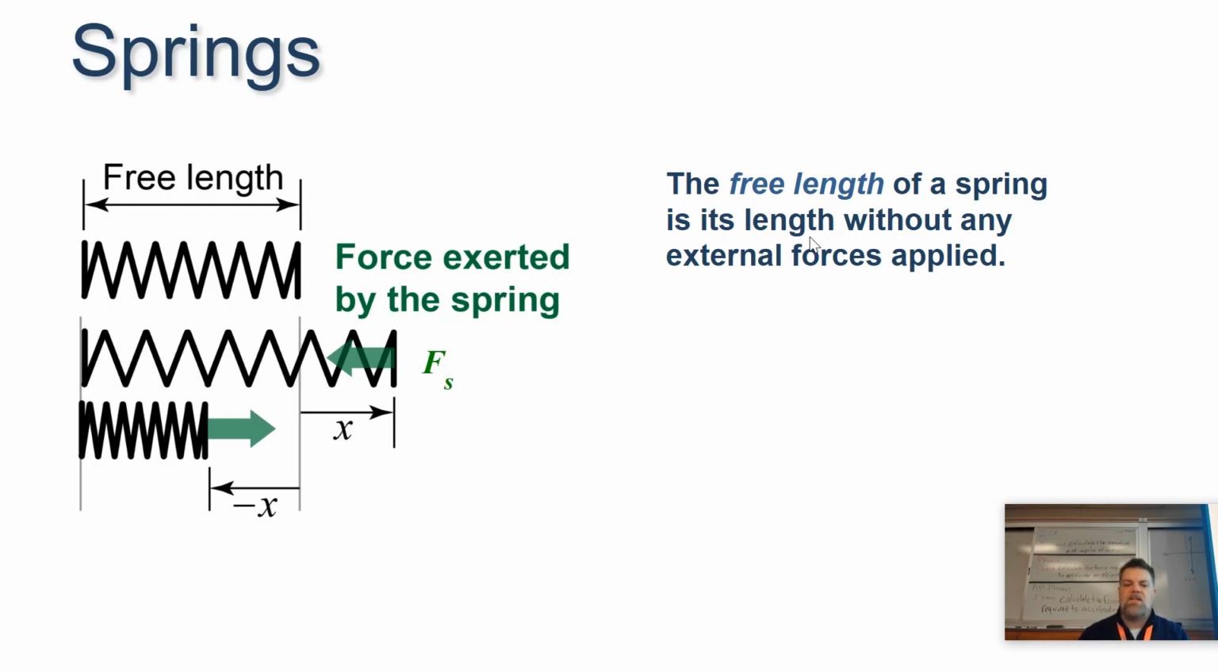Okay. And there's two types of springs. But the free length of a spring is the length without any external force applied to it. In other words, we could push them together, compress them a little bit, or we could pull them apart. That change in the free length will determine our value for x. Okay?